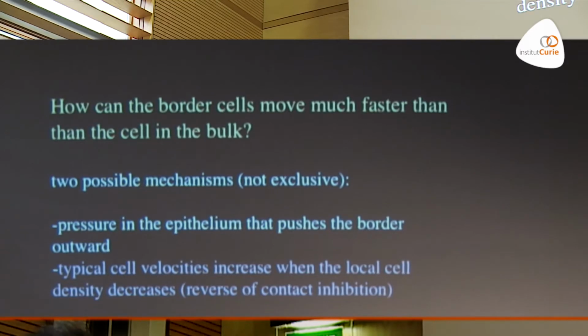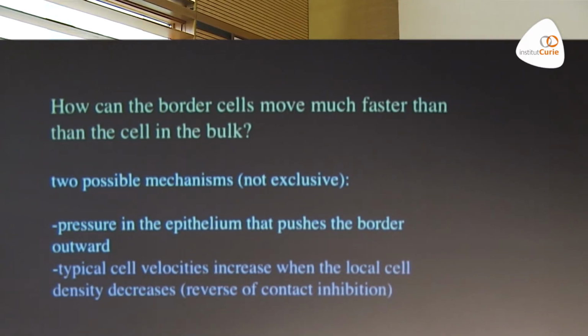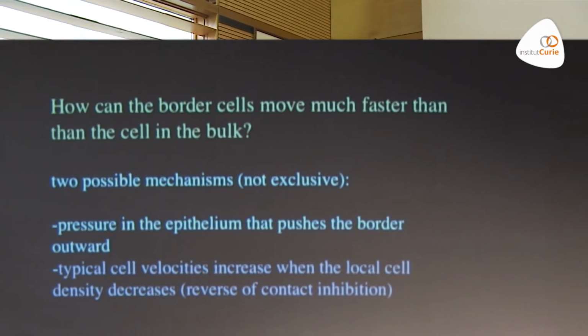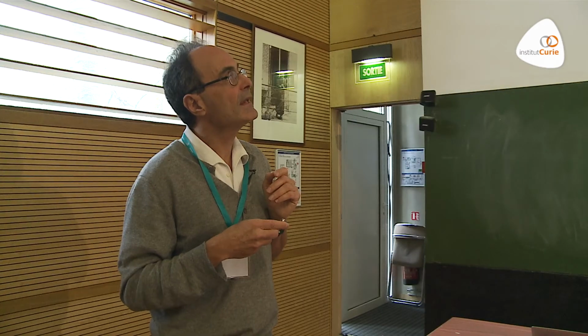So actually, if you say that the velocity of the cell is inversely proportional to the density, which you can see by correlating the local velocity with the density, then a local cell in the bulk can acquire large velocity.